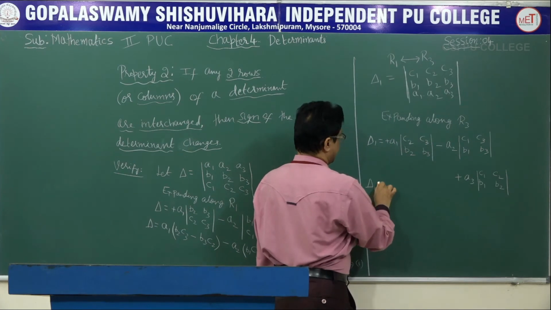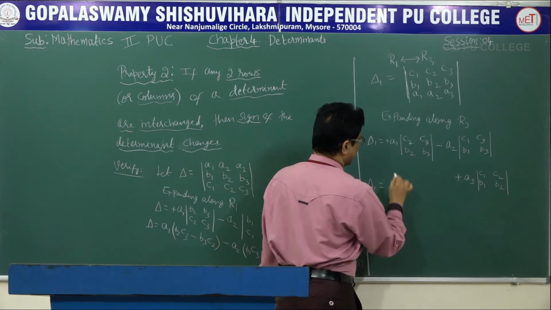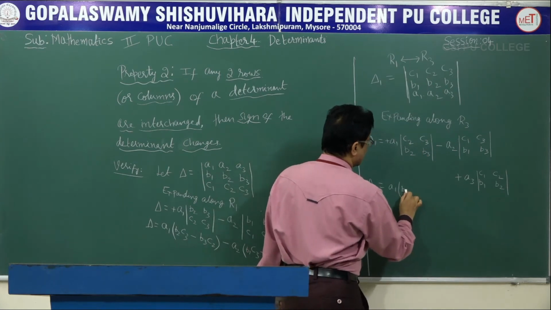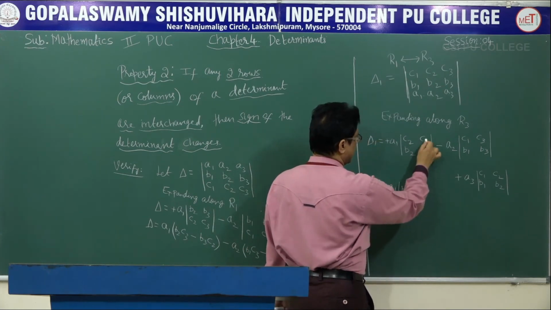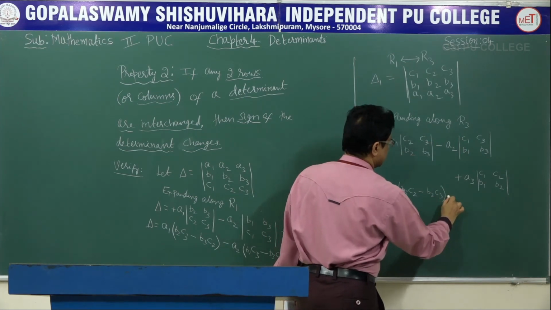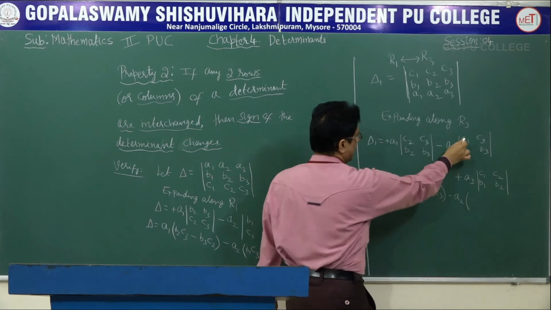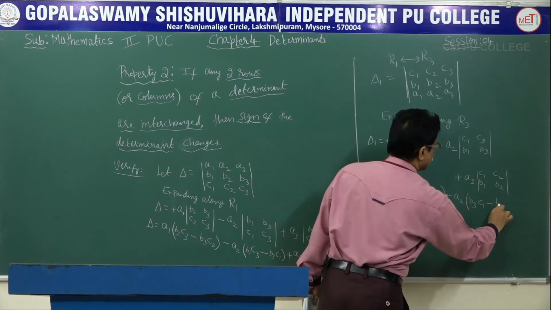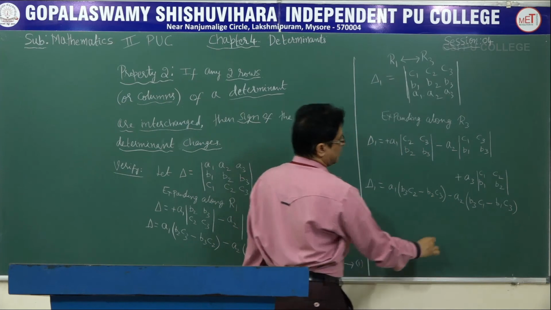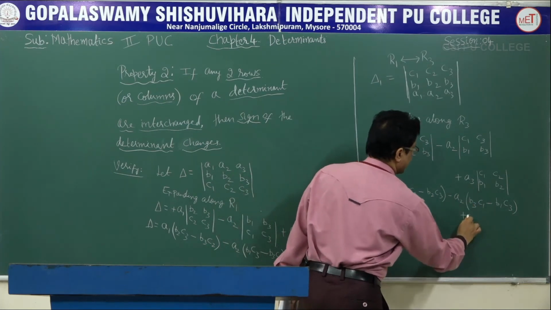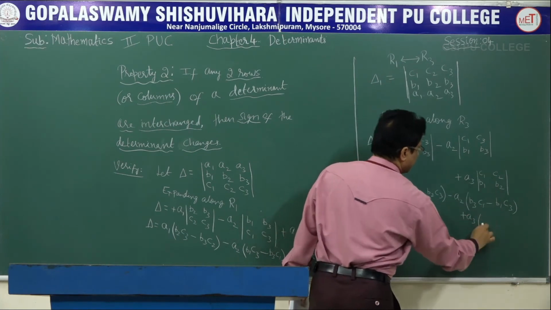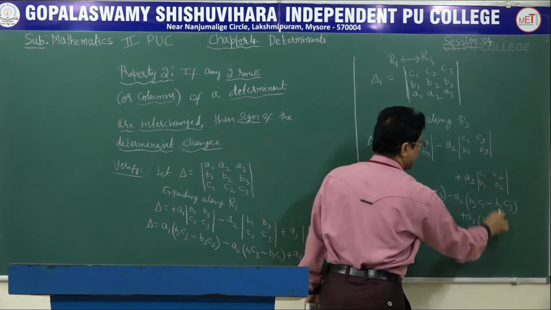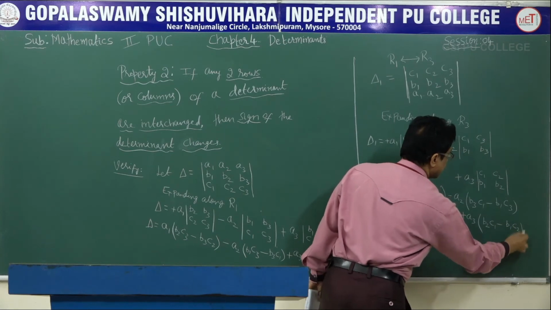So delta 1 is equal to A1 into, we take the product of the principal diagonal, that is B3 C2 minus B2 C3, minus A2 into B3 C1 minus B1 C3, plus A3 into B2 C1 minus B1 C2.